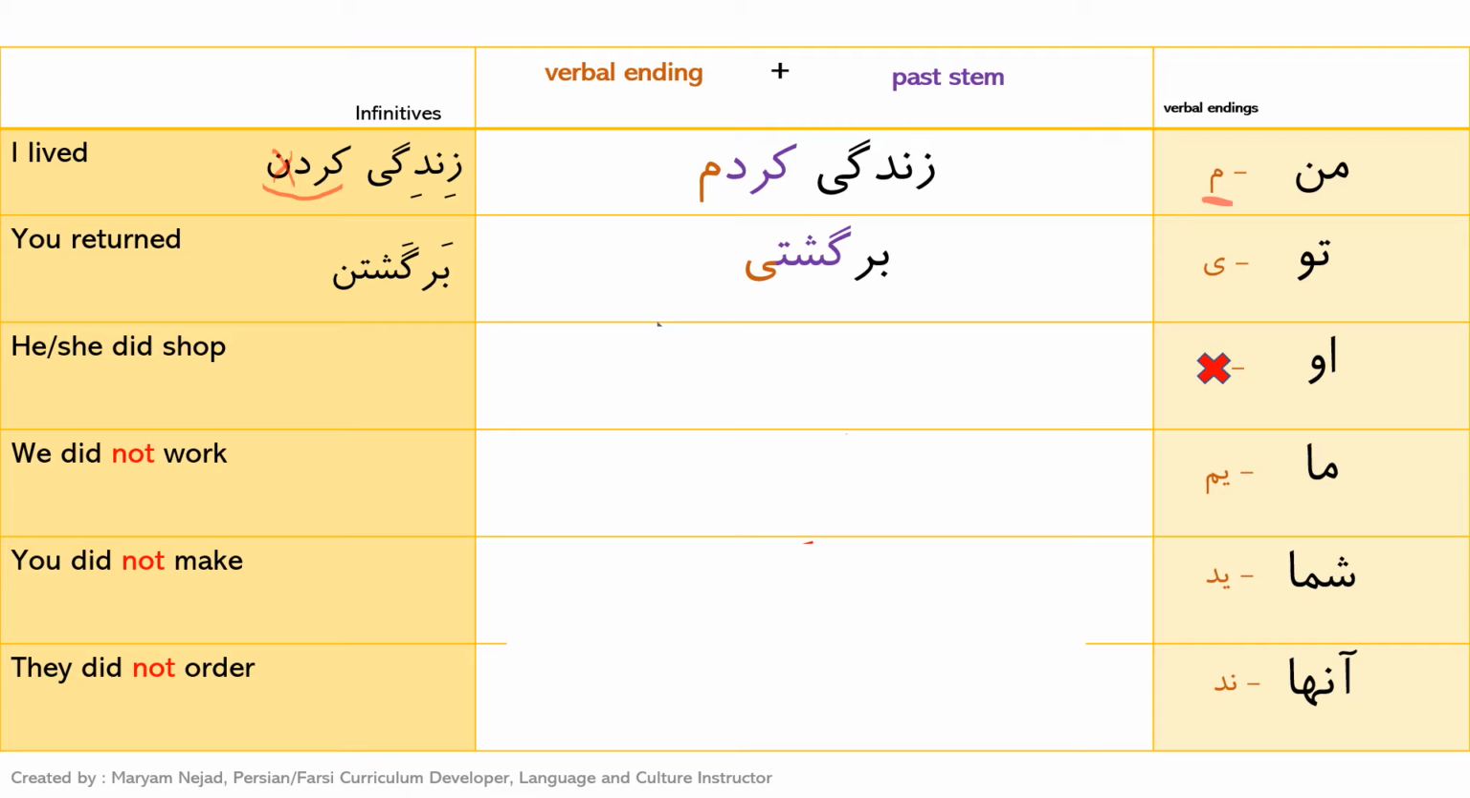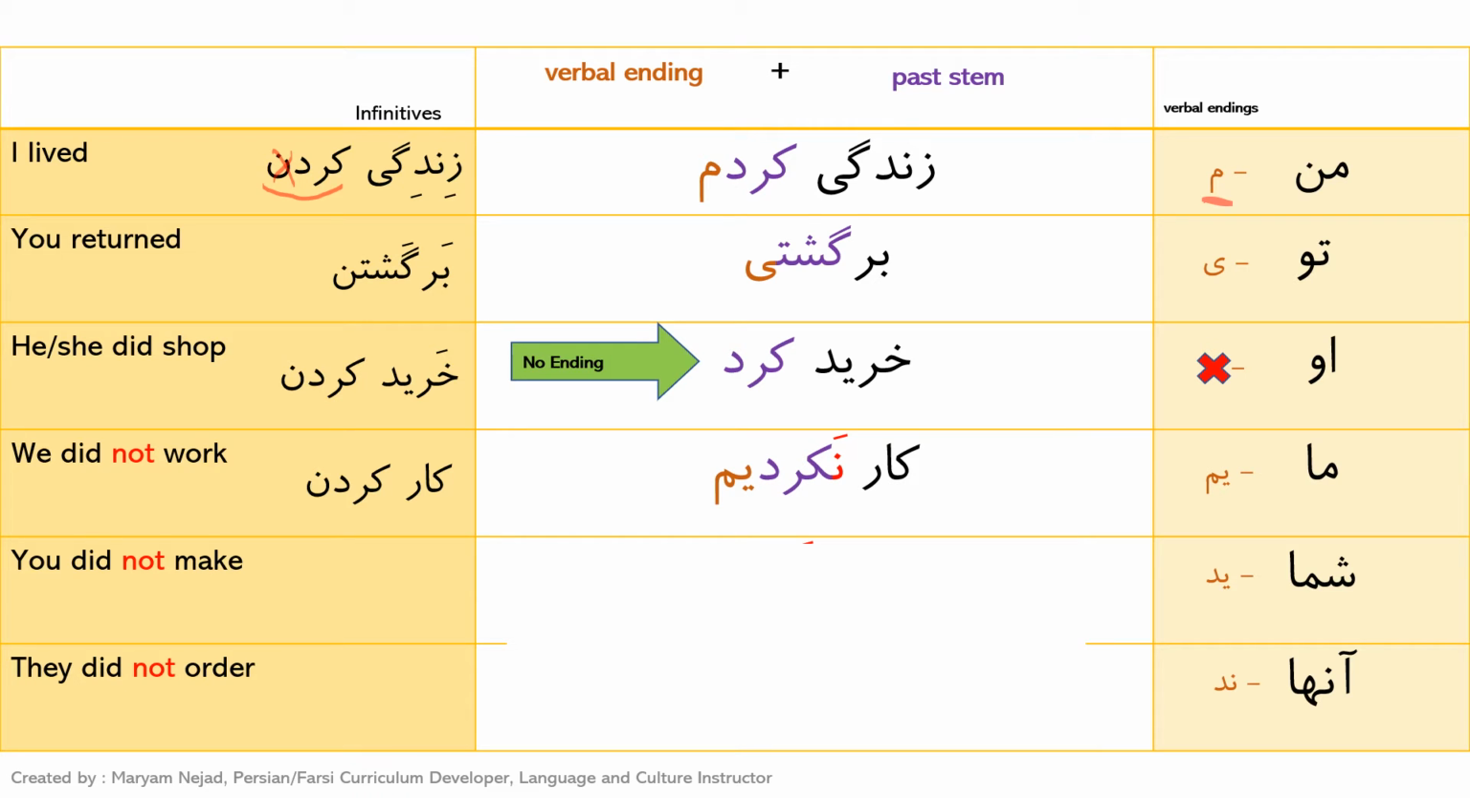Next, he or she did not shop. This is different than to buy. To buy is خریدن. It's like when you buy something specific, but to shop is like when you go shopping. So this verb is خرید کردن. And then the subject is او, so it's going to be او خرید نکرد. No ending. Next one, we did not work. To work is کار کردن. So the subject is ما, کار نکردیم. So remember the negative, the letter na, needs to be attached to the past stem, so it comes between the non-verbal part and the verbal part.